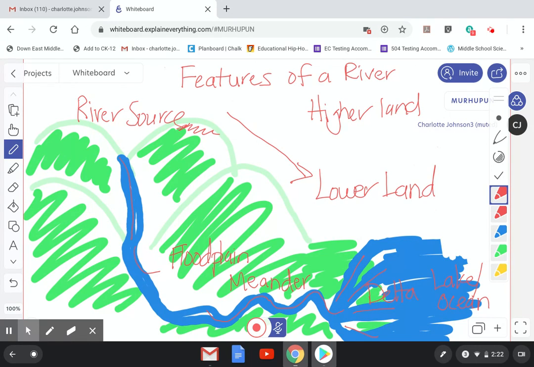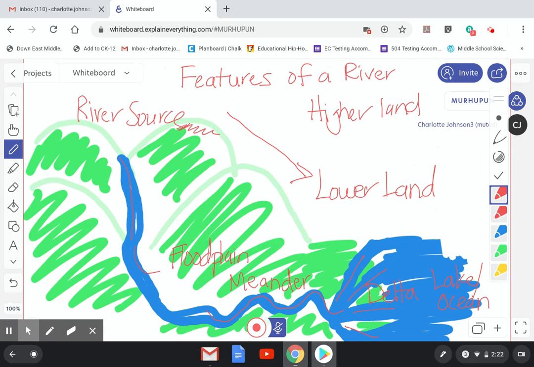But if you were to describe a river that you would whitewater raft on, that would be considered a young river. So very, very high gradient, fast flowing water. And that would be characteristics of a young river. And that's due to elevation changes.